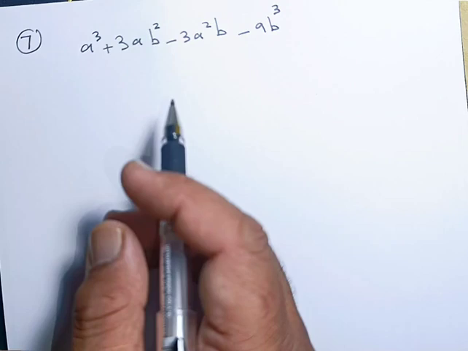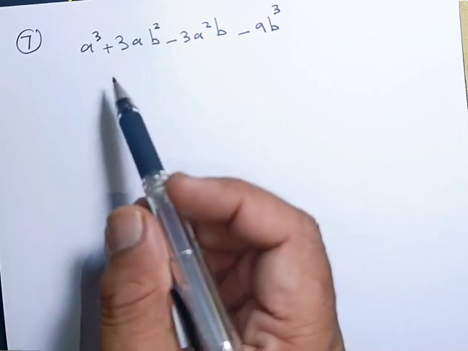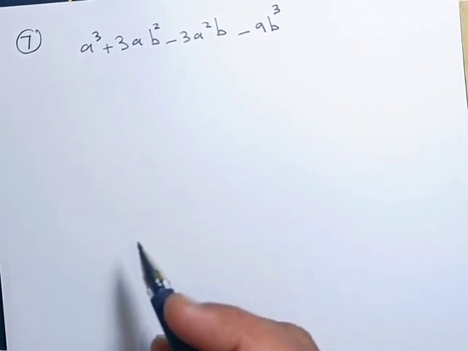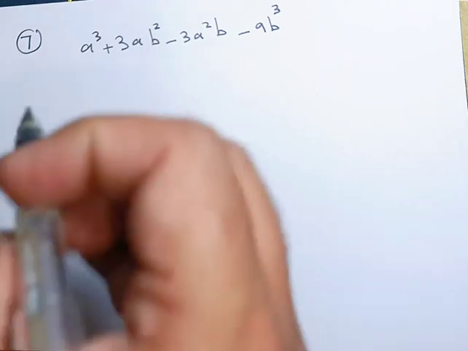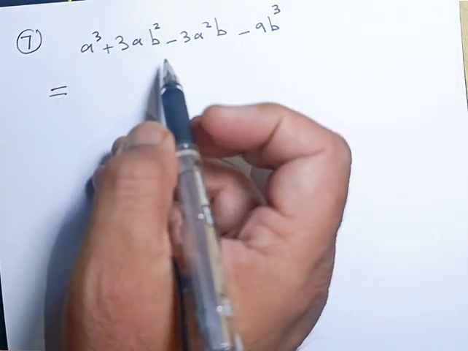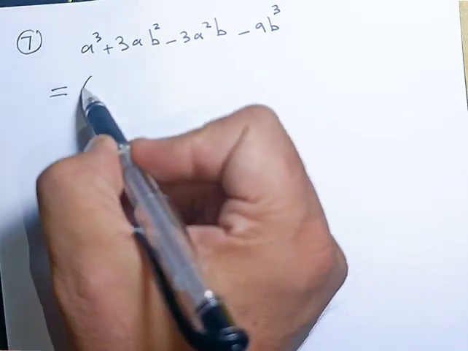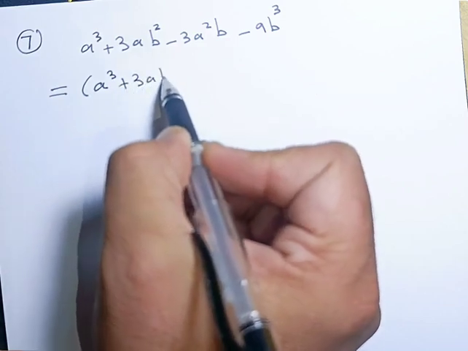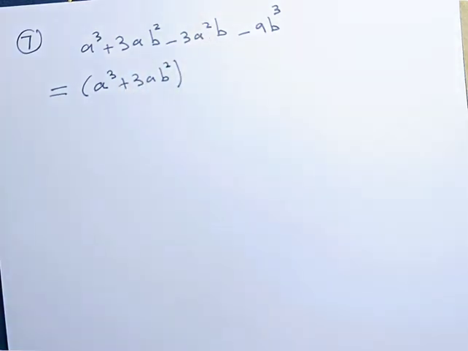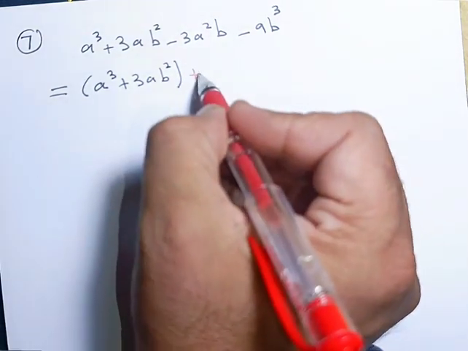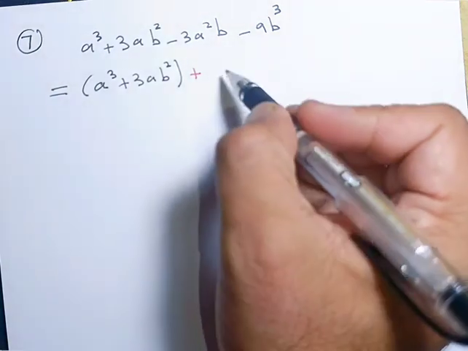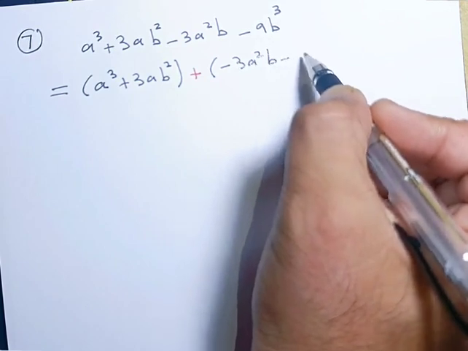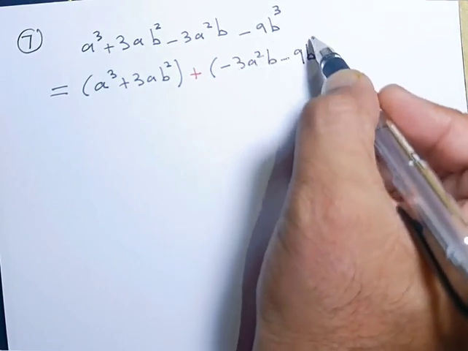Last question regarding factorization involving grouping in pairs. First of all, put brackets around the pairs separated by a positive sign. So I'm going to group in pairs. My first bracket is a power 3 plus 3ab power 2. Now, separated by a positive sign, the second bracket will be minus 3a power 2b minus 9b power 3.